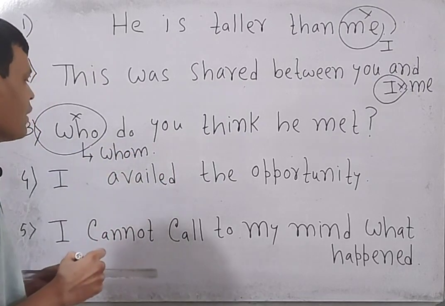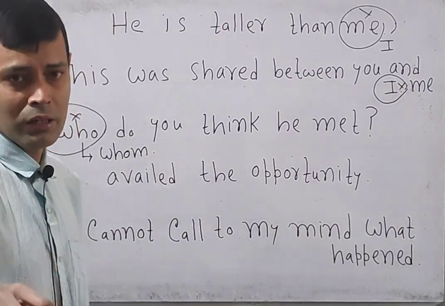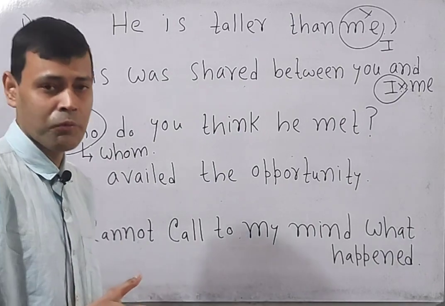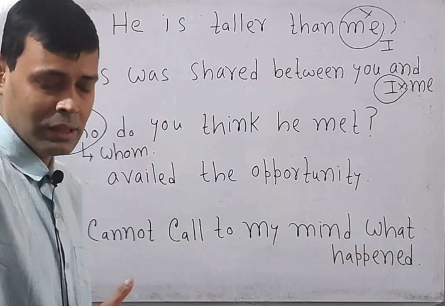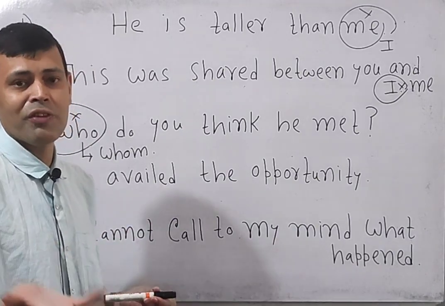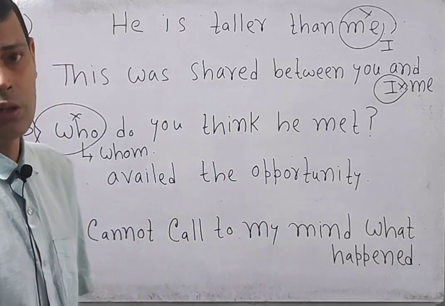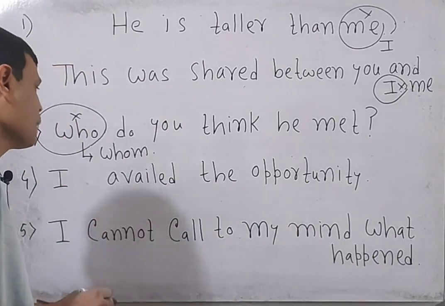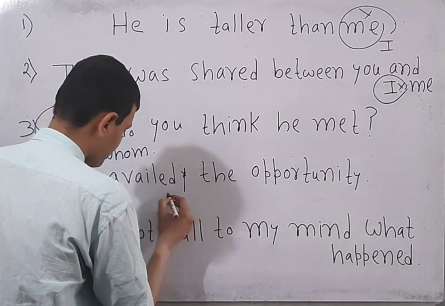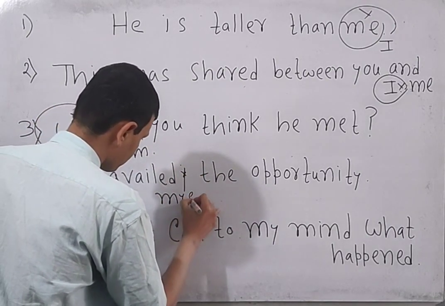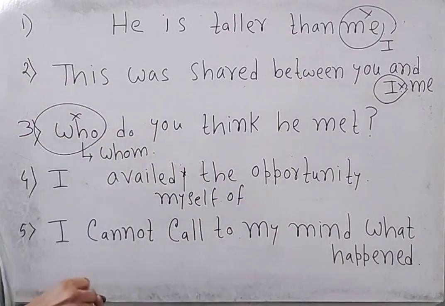Now, go next. I avail the opportunity. Take it into account: whenever you are going to use the verb avail, thereafter you need to write some self word, and the self word should and must be related to the subject. In that case, the self word functions as a reflexive object, because the reflection of the subject falls on the object. So here the self word is missing. Rather, it should be written in this way: myself. You will find the option. You need to tick that option.